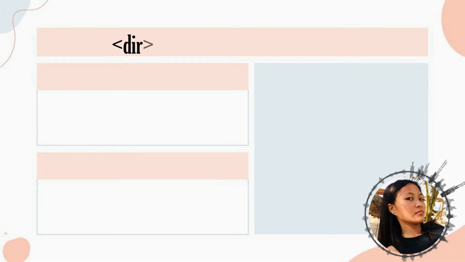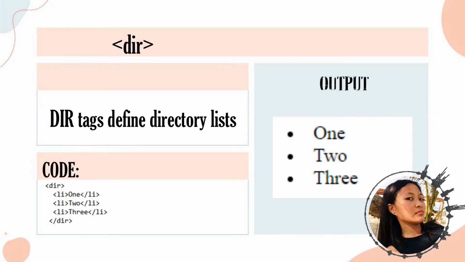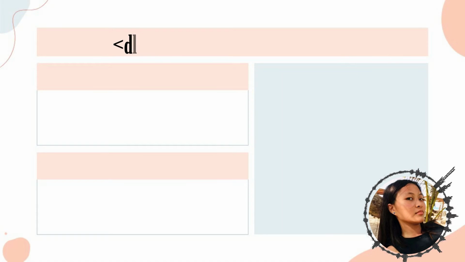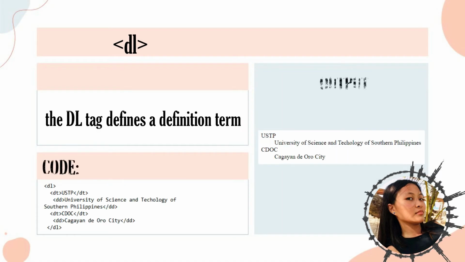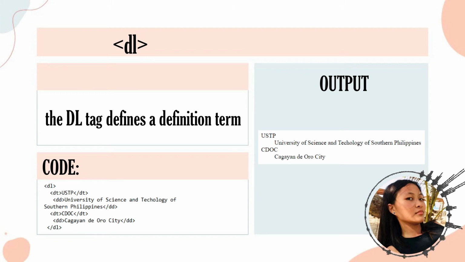Next, we have the dir tag. Dir tags define directory lists. As you can see, this is the syntax we use, and this is the output. This tag is best used for unordered lists that you can put in just bullet points. Next, we have the DL tag. The DL tag defines a definition list. Similar to the DT tag and the DD tag.